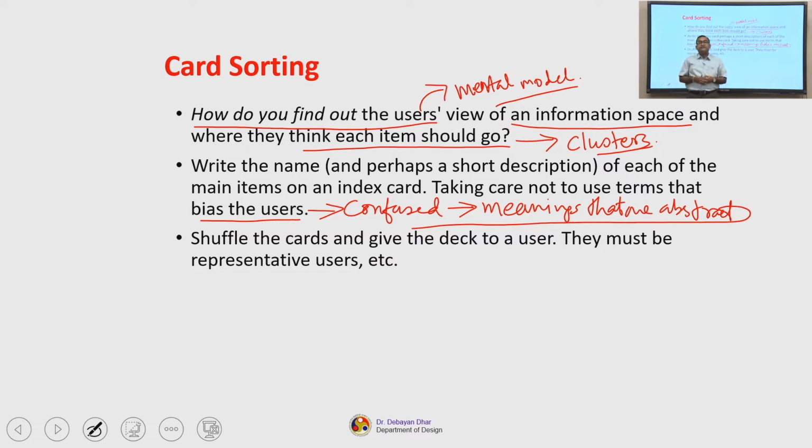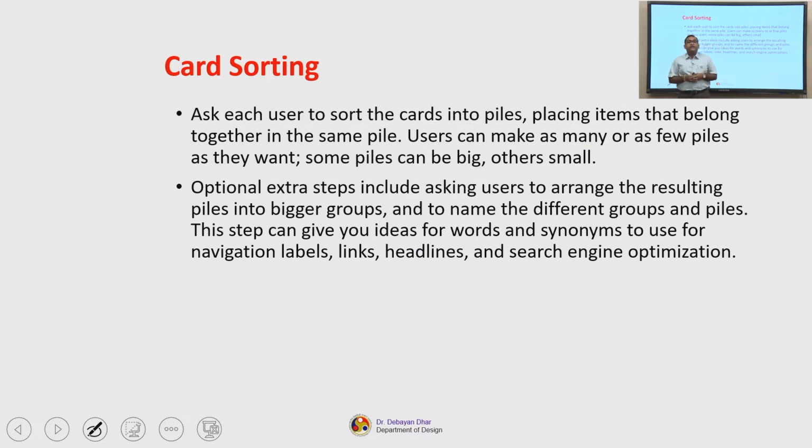We need to shuffle the cards and then put the deck in front of the user, and remember again, the users whom you are employing for card sorting must be your representative users. It is not that you call just anyone and conduct card sorting, no, right. Then you ask each user to sort the cards into piles, right. So, sorting is done. They are essentially grouping these cards into piles, placing the items that belong together in the same pile. Users can make as many or as few piles as they want. Some piles can be big, others can be small.